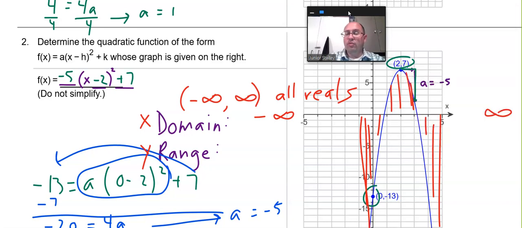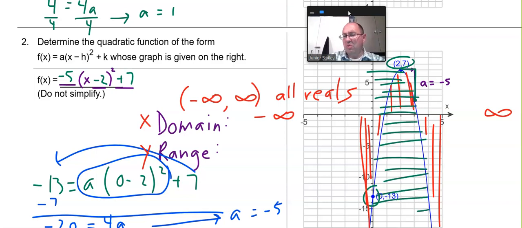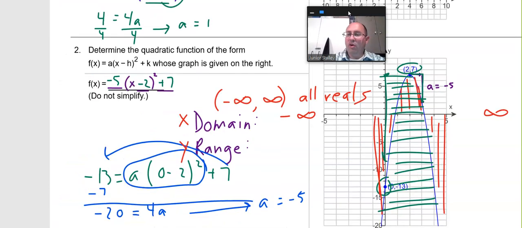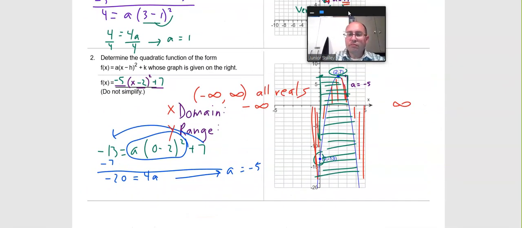good old range? Well, that's when you push the points over to the y-axis. Just kind of imagine crushing the whole graph onto the y-axis forever and ever. It's going to start up here and it's going to go down forever and ever. So we know that on our graph, negative infinity is down here, and it looks like it's going to stop at 7.